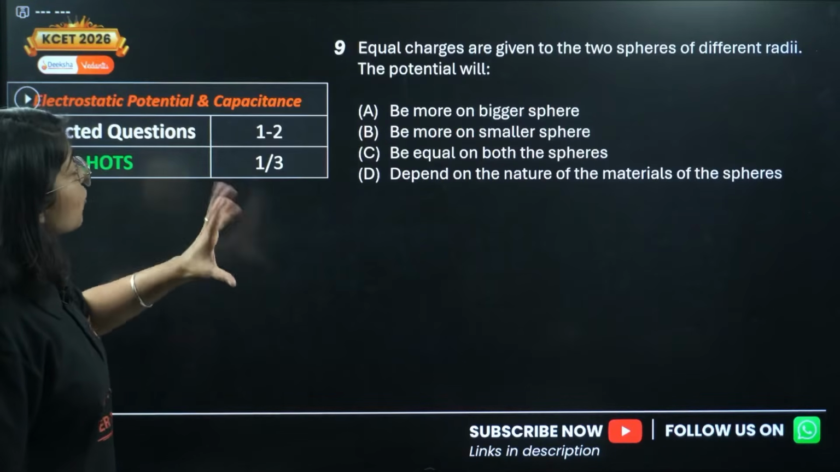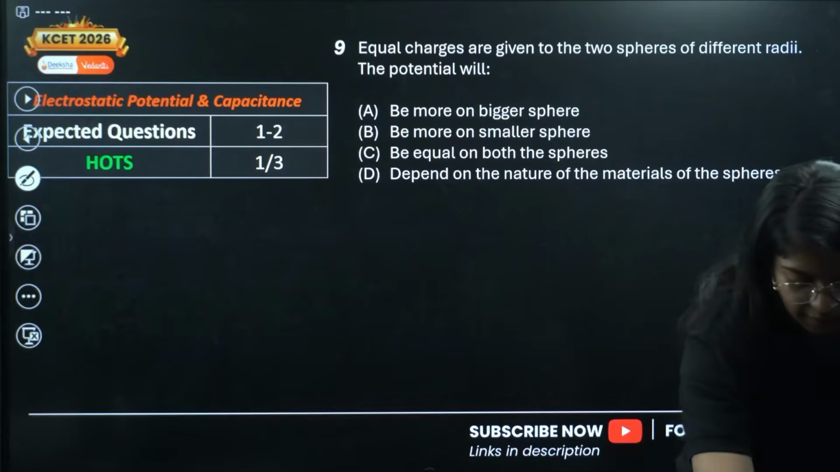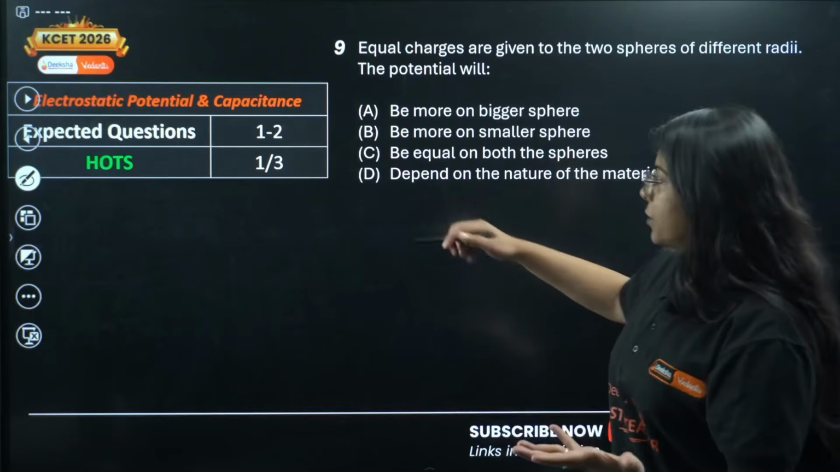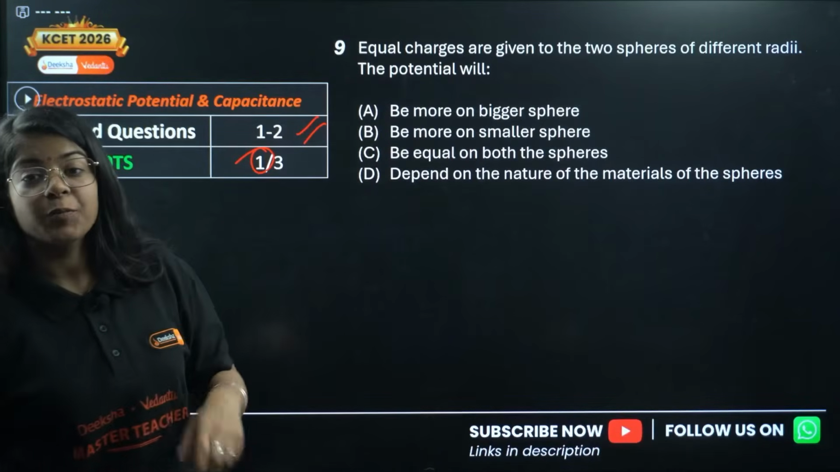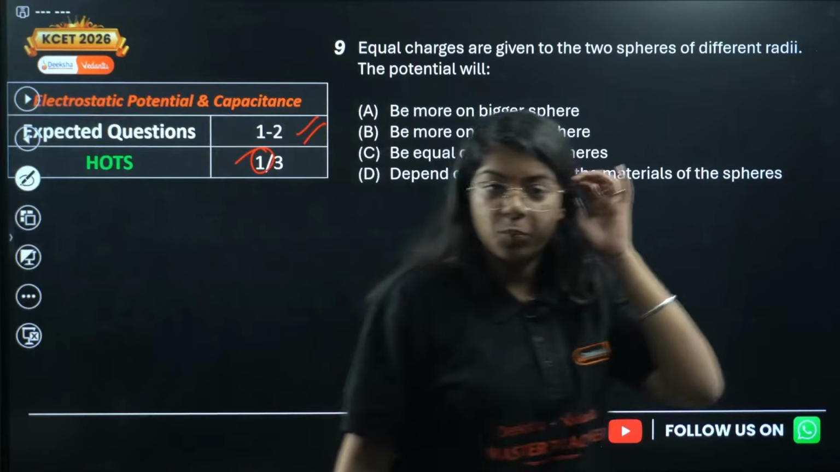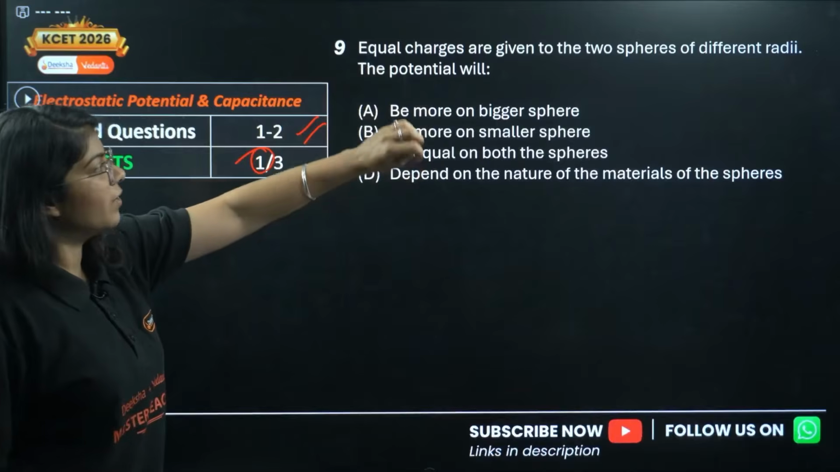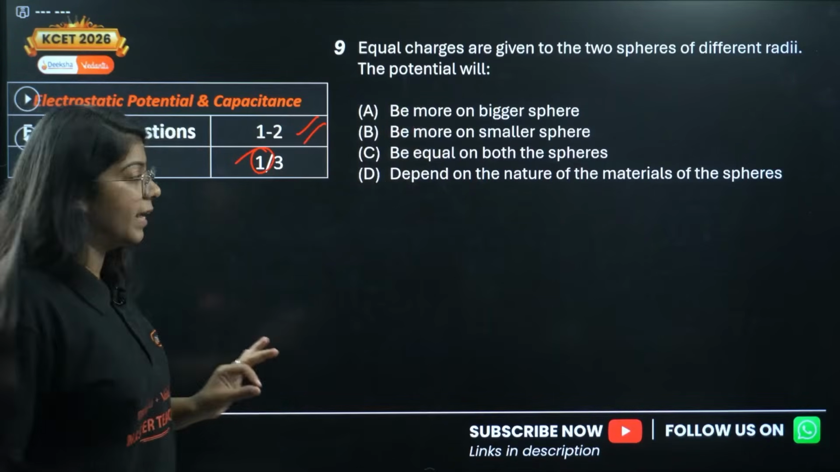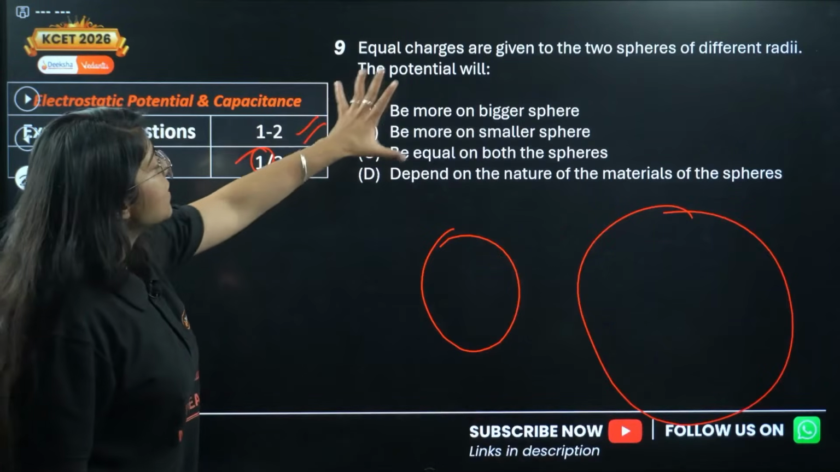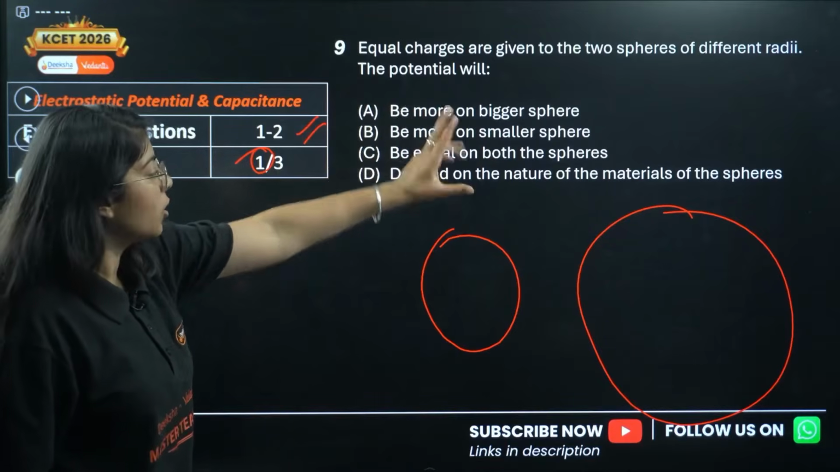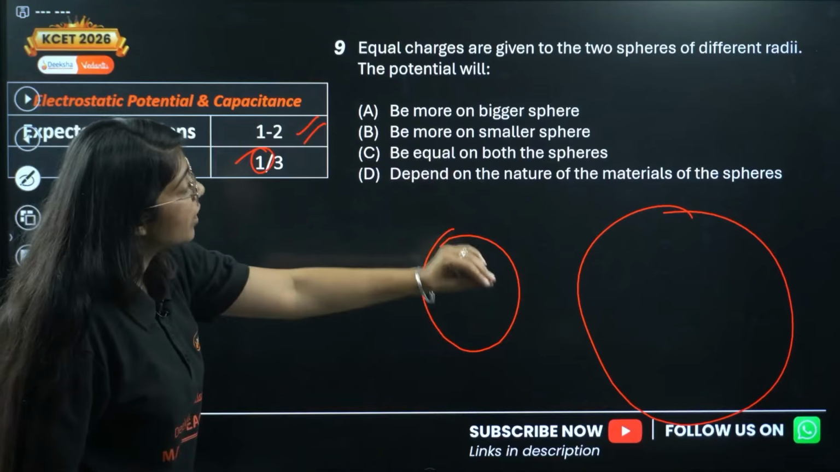Okay. Next question, we are on the next chapter, which is electrostatic potential and capacitance. Now, from this chapter you can expect 1 to 2 MCQs and HOTS, 1 out of 3 questions can be HOTS. So, we will see both. Now, the first question from this chapter is equal charges are given to the 2 spheres of different radii. There are 2 spheres of different radii, correct. They are asking the potential will be more on the bigger sphere, more on the smaller sphere, equal on both spheres, or depend on the nature of the materials.